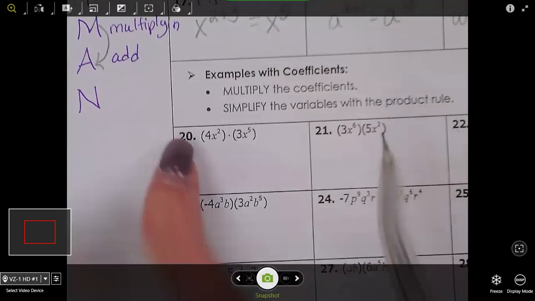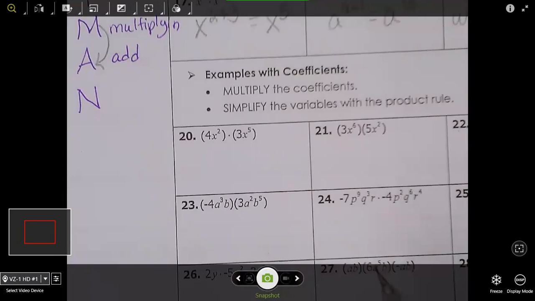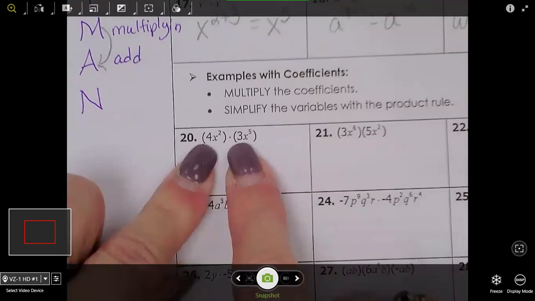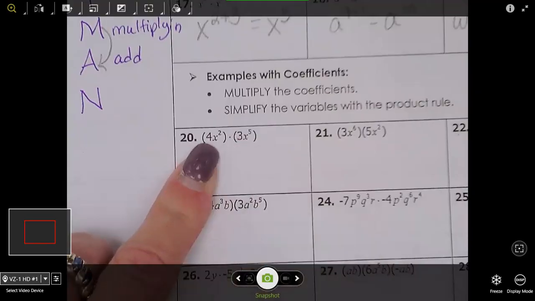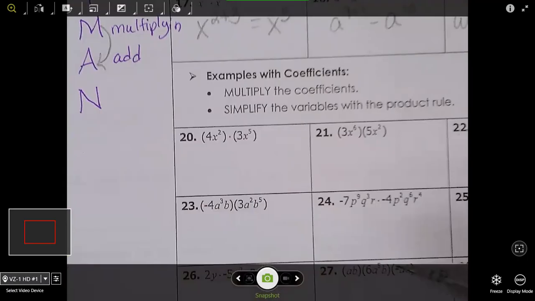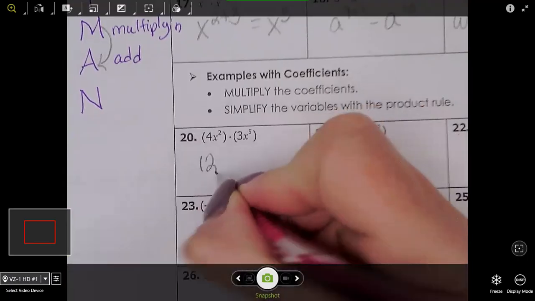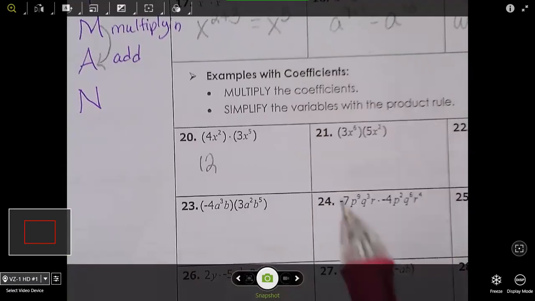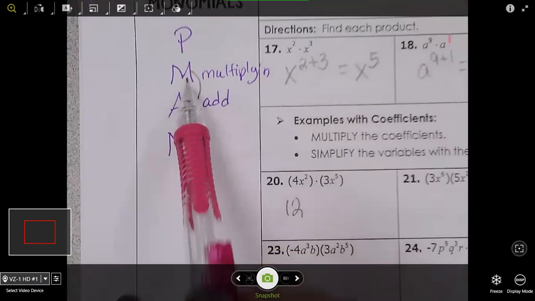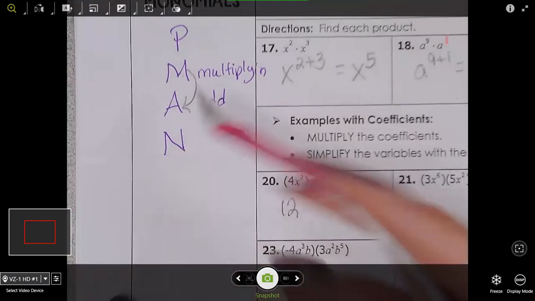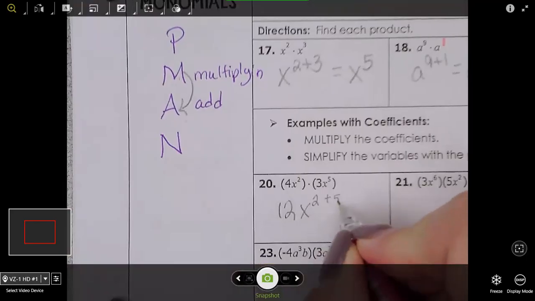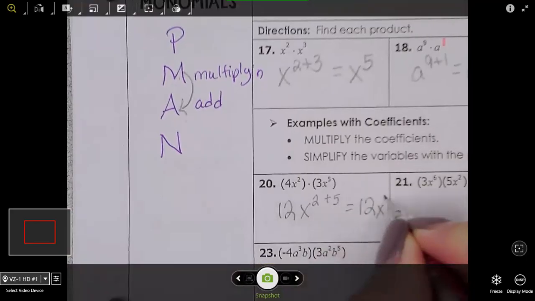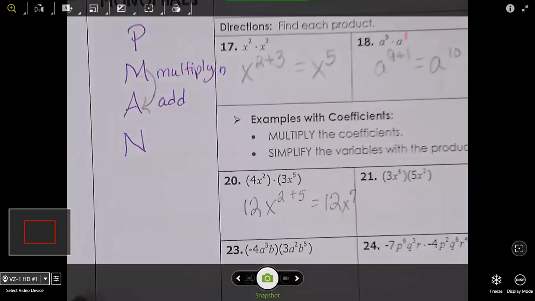But this is really what the cool thing is. Whenever I have a coefficient, I'm going to ask myself, what are the 4 and the 3 doing? Well, I'm going to multiply them because it says multiply right there. So what's 4 times 3? 12. Now since I multiplied the coefficients, I'm going to add the exponents. So I have x to the 2 plus 5, so I have 12x to the 7th. That's my answer.